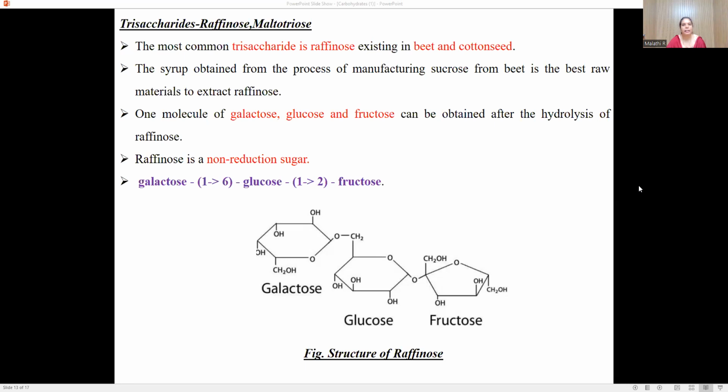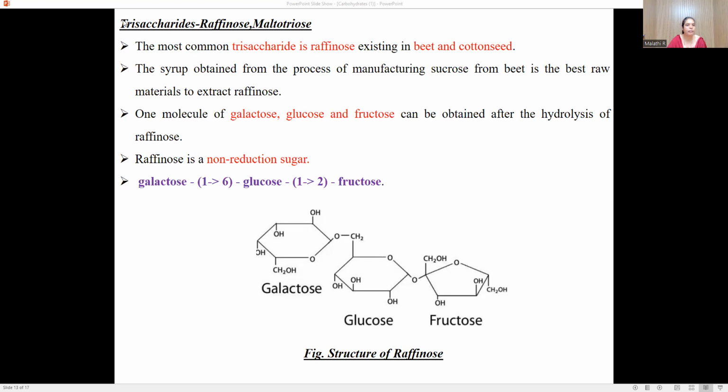Good morning, students. In continuation with the previous session, we studied disaccharides and three different types of disaccharides under oligosaccharide classification. So now, in continuation with the oligosaccharides, we are going to start with trisaccharides. This trisaccharide includes three monosaccharide units. If any three monosaccharide units combine with the help of glycosidic linkage, we get trisaccharides.